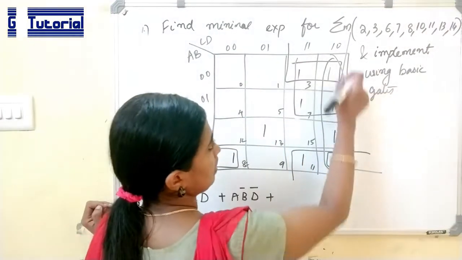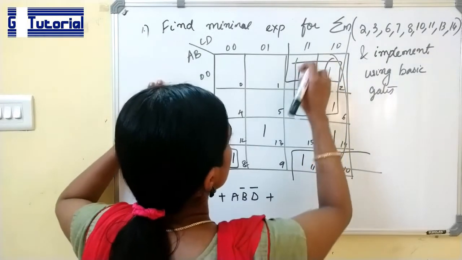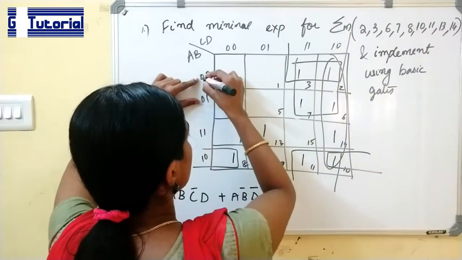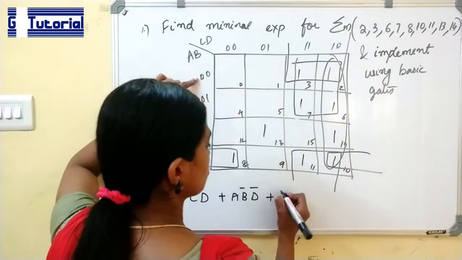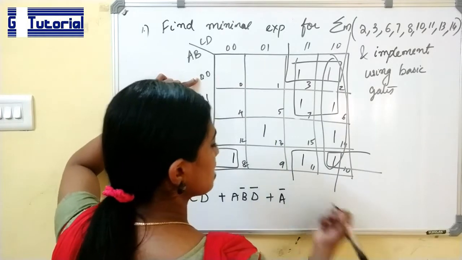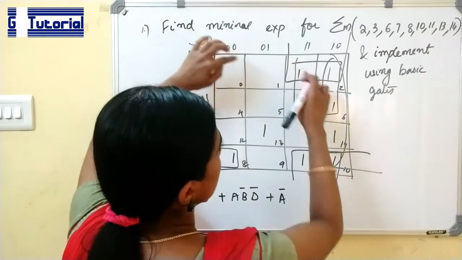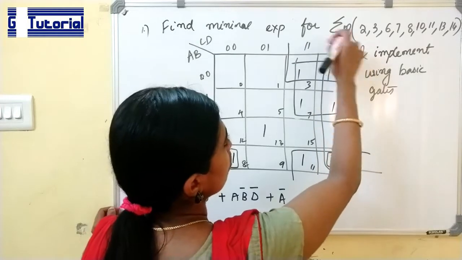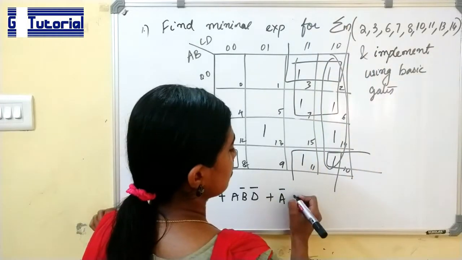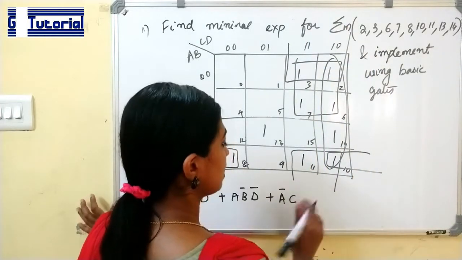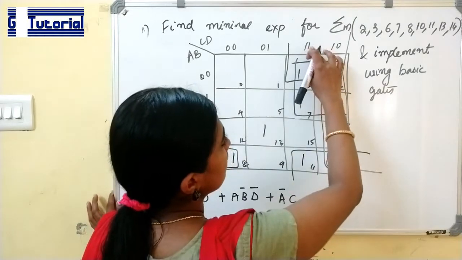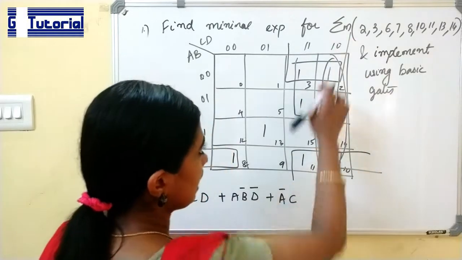Next, let us consider each of these quads. First quad is this one. So in this quad, here A is not varying but B varies. So the value of A is 0, A bar. And here 1 1 and 1 0. C is not changing. The value of C is 1, so C is written as such. But D changes from 1 to 0, so it is not taken. Next is this one.